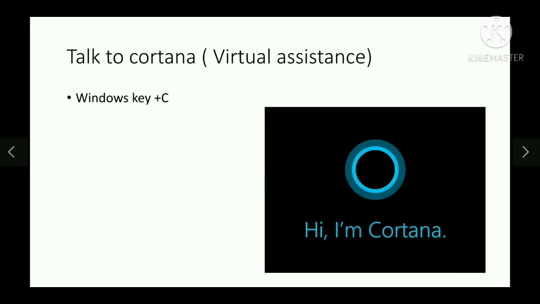Next thing is, in most Windows 10 machines now, there is a virtual assistant called Cortana. You can see it beside the Windows bar. It is a virtual assistant that will listen to your voice, just like Siri on Apple. Here in Windows we have Cortana. So if you want to talk to Cortana, the virtual assistant, you just need to press Windows plus C key.